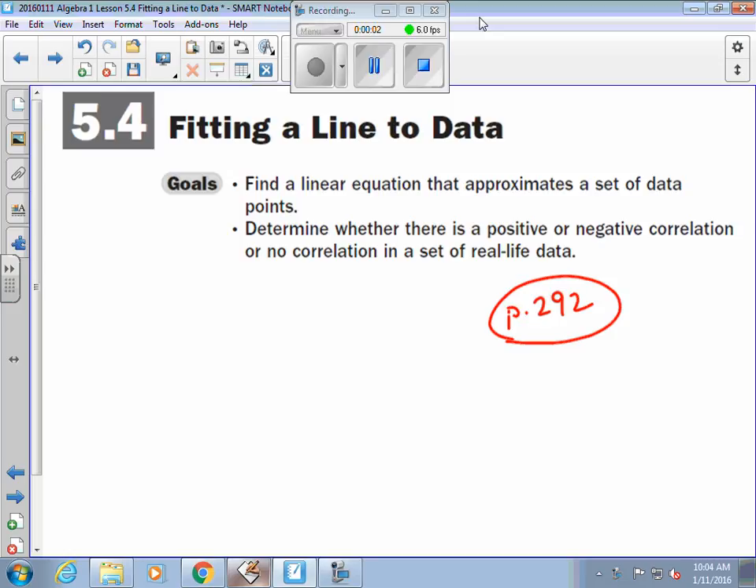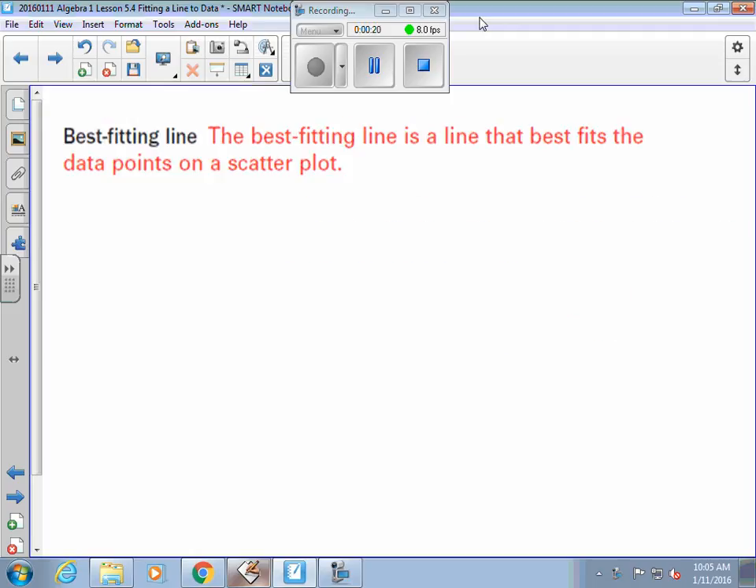It's Algebra 1, Lesson 5.4, fitting a line to data. It says find a linear equation that approximates a set of data points and determine whether it's a positive, negative, or no correlation. We're talking about a real life set of data. That's what we're doing in this lesson, beginning on page 292.